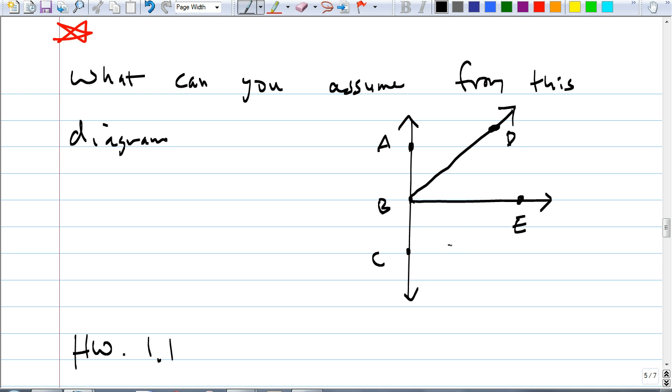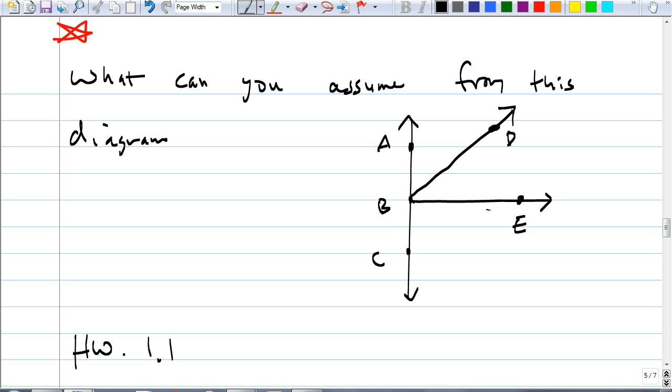Okay, what can you conclude or assume from this diagram? If you saw this on a homework page or on your test, what can you assume? Angle CBE is a right angle. How many people say yes, we could assume that CBE is a right angle? The answer is no, you cannot. Why not? You don't have to write this, but I want you to understand. Doesn't this look like 90 degrees? Why can we not assume that's 90?